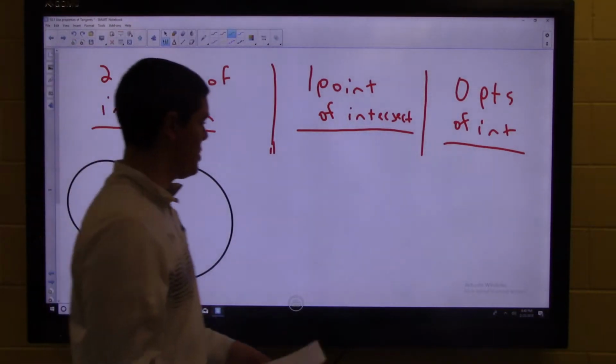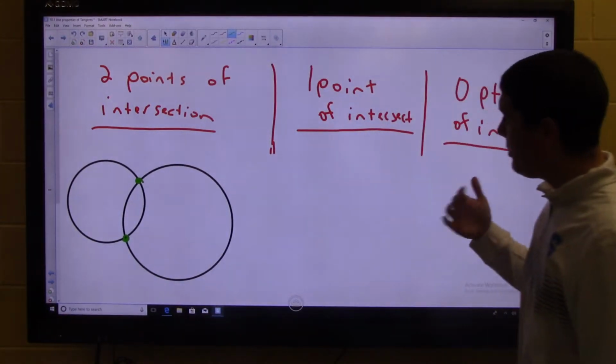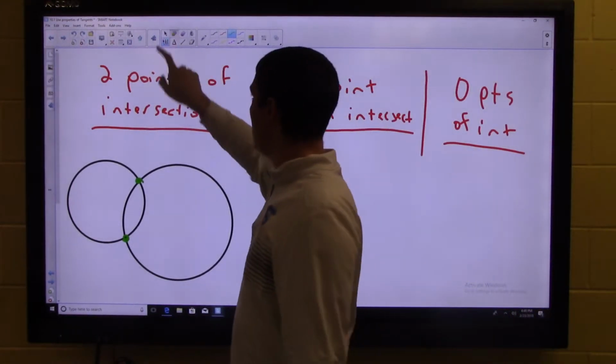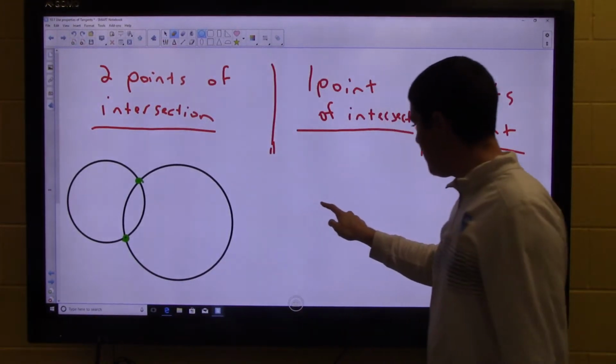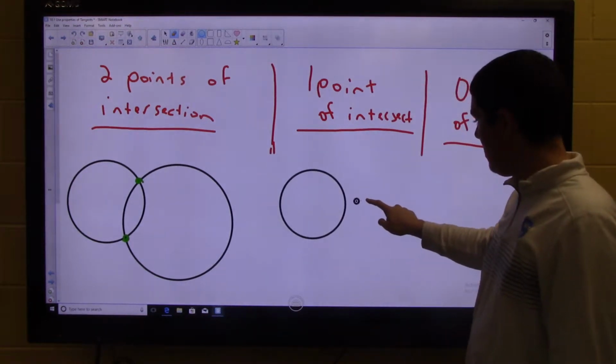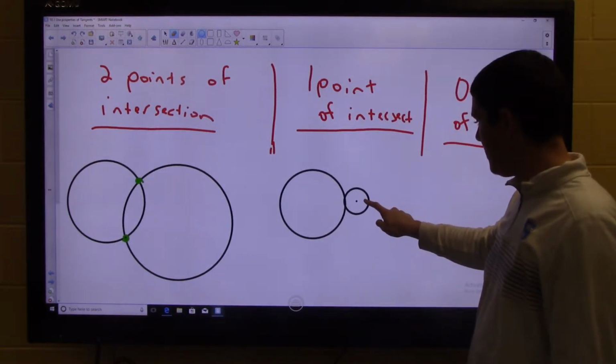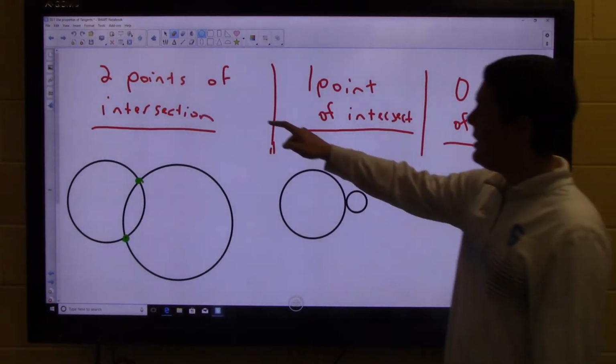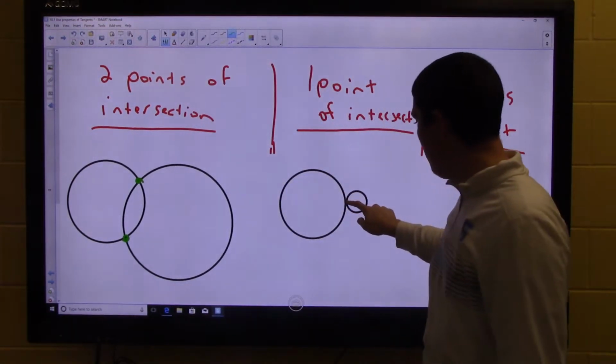1 point of intersection. There's a couple different ways that we can have 1 point of intersection. Let me show you a couple different ways here. It could look like this. Hopefully you guys can see that. The only point they would be intersecting would be right here.